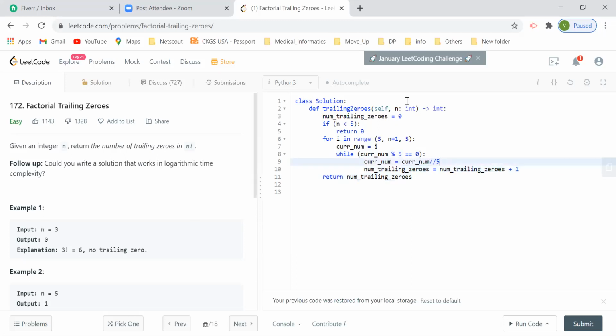If you take 15, 5 into 3. Maybe 20 is not the example, but 25, right? At 25 there are two 5s, so by the time you get to that one, there will be two trailing zeros. Yeah, so that's what it is.